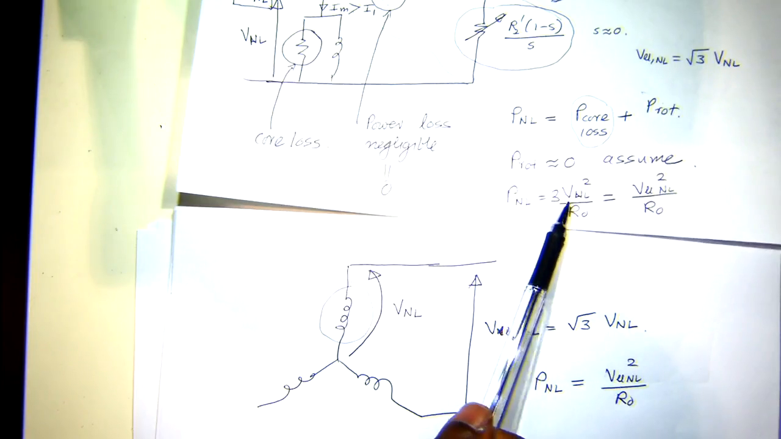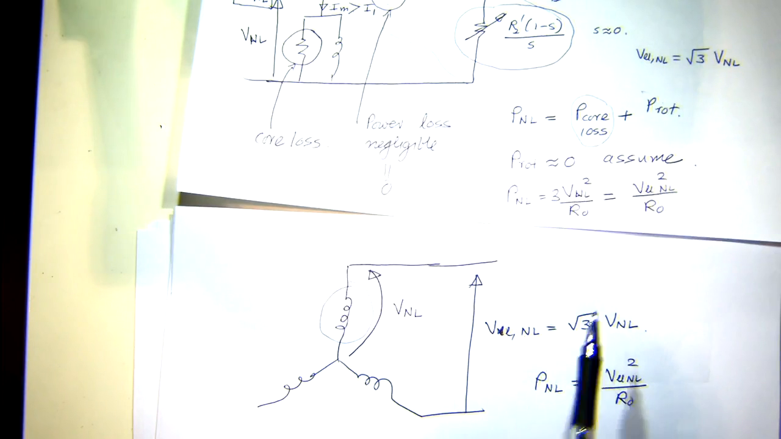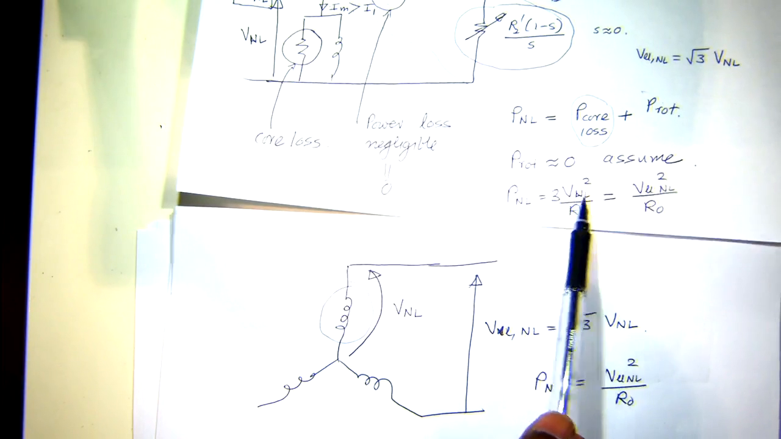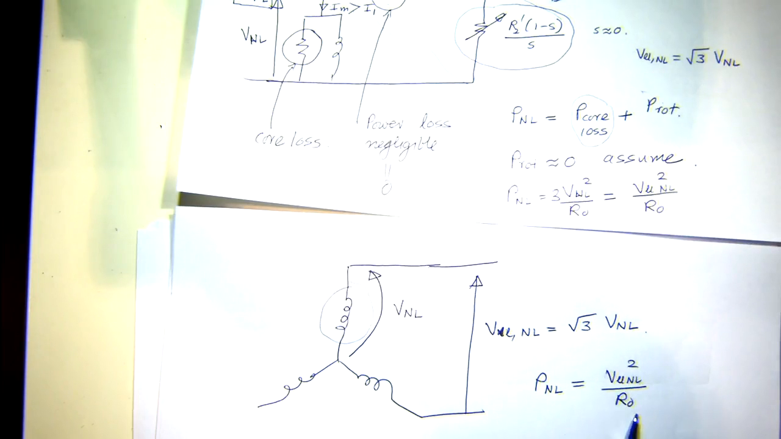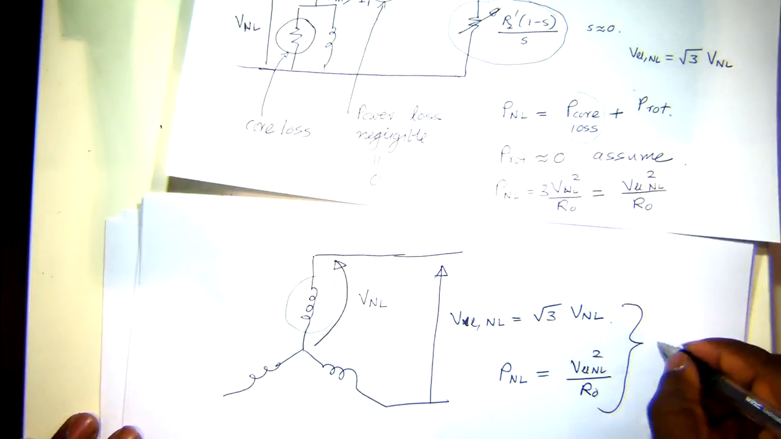You have 3 times V no load per phase squared divided by R naught, and then you factor in the root 3 here, and it will turn out to be line to line voltage squared divided by R naught. But that's for if it's star connected. So this is all for a star connected induction machine.